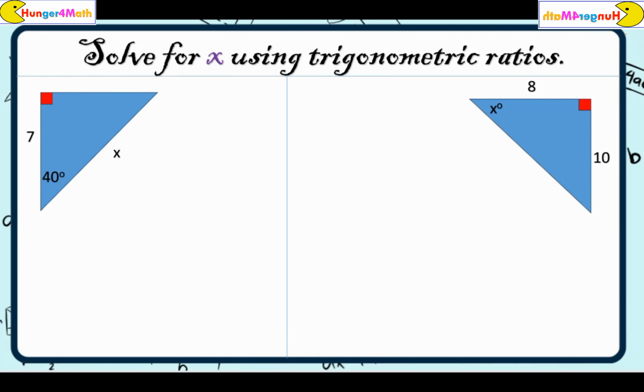Now solve for x using trigonometric ratios. For our first triangle, the givens are 40 degrees. The x will be your hypotenuse, since that is the opposite of the 90 degrees. And the 7 will be your adjacent. Okay. Now let's write here the SOH, CAH, TOA.